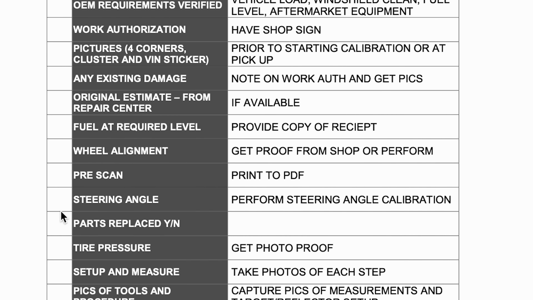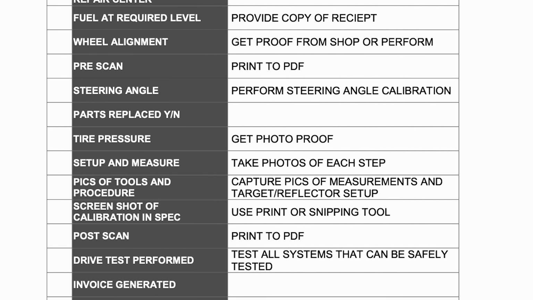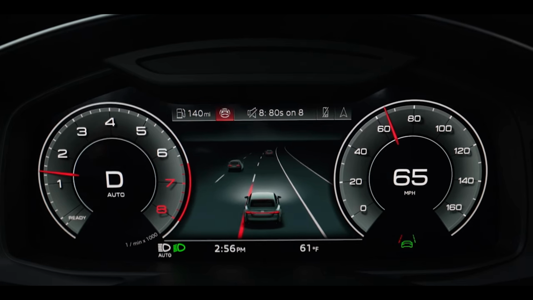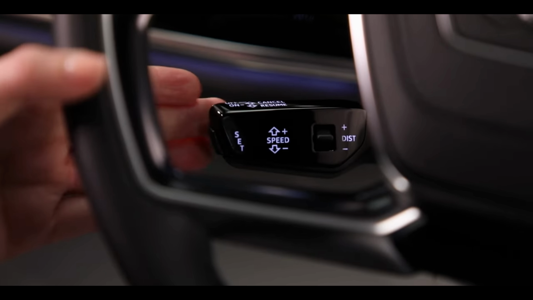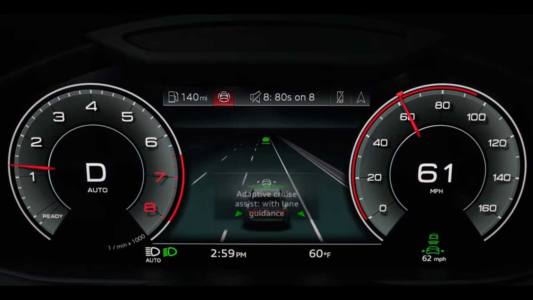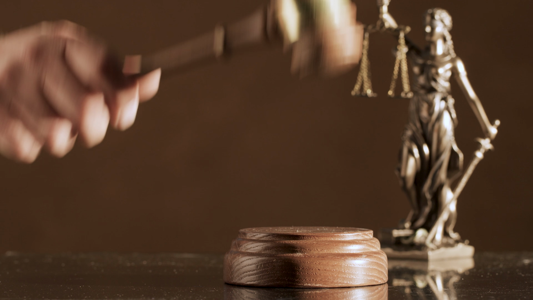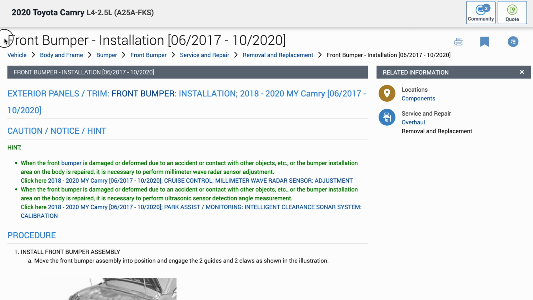5. All ADAS calibrations should be documented by the on-site technician. Following these steps will not only ensure the calibration was performed correctly, but this will also take away any fault of the technician if you ever had to go to court only to be accused of not doing something you should have. Always check your service information before the vehicle repair. What you find inside of the service information could surprise you.